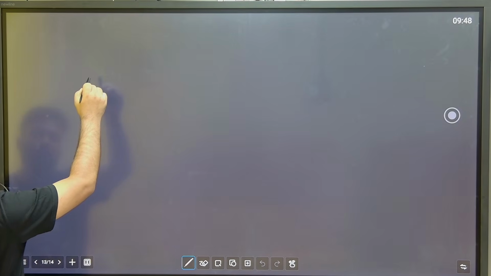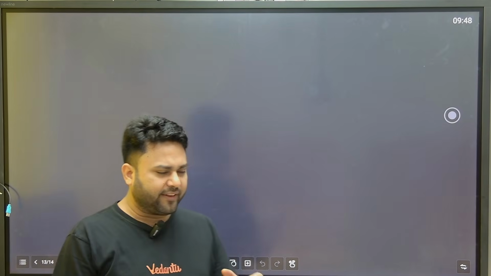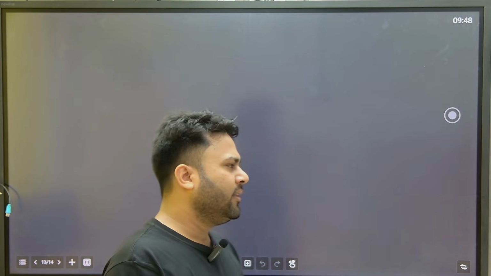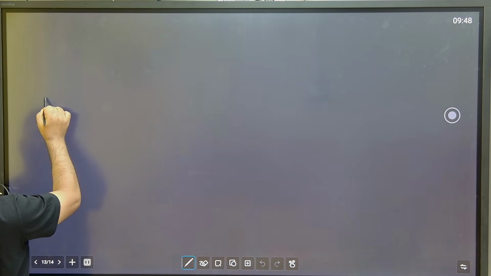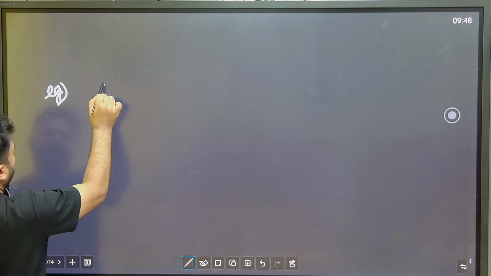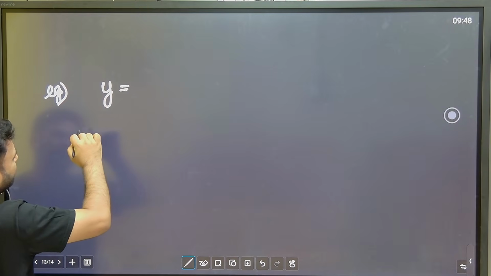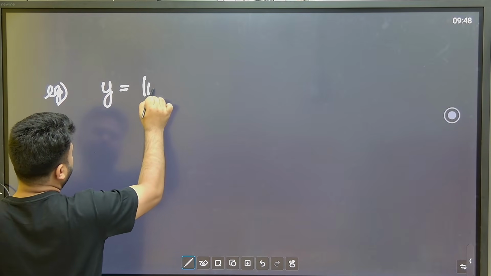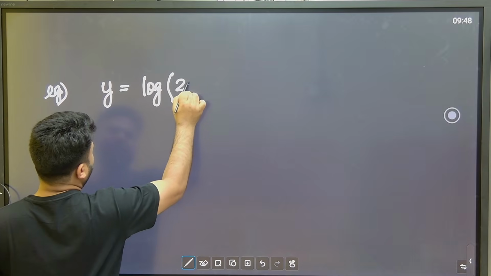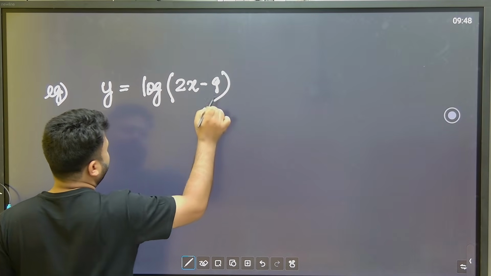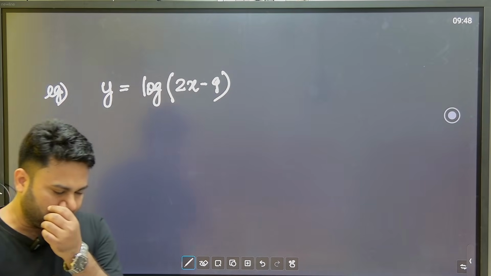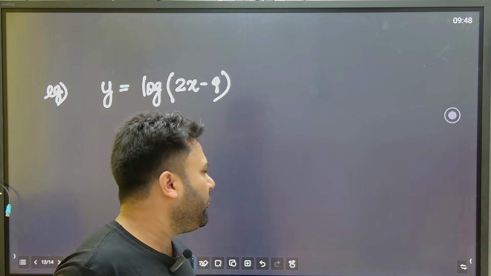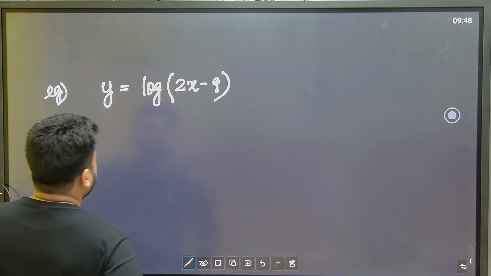Now see, one more kind of differentiation they ask. Suppose they ask y equals to log of 2x minus 9. What will be its differentiation? Log of 2x minus 9. Now, how do we solve this kind of problem?